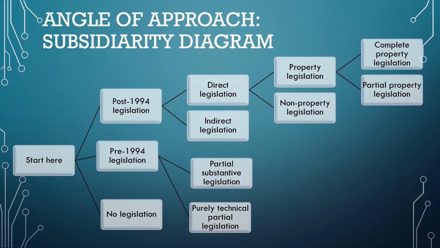Alright, so once you have established that the legislation is direct legislation, so we're now moving from indirect legislation to direct Bill of Rights legislation, then you must determine if the legislation is property legislation or non-property legislation. Now, when we're dealing with property legislation, we are really referring to legislation that was specifically enacted to give direct effect to section 25 of the Constitution and other property related constitutional provisions.